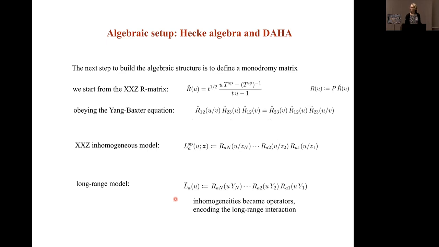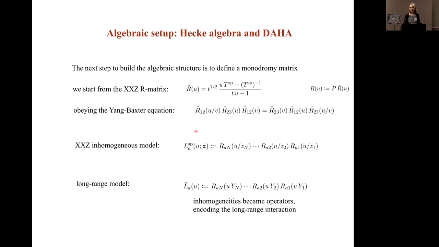Okay, so I will try in the next 5 minutes to say a few words about the monodromy matrix. So now you can build a monodromy matrix for the model I just talked about by using again this XXZ R matrix, which obeys the Yang-Baxter equation.